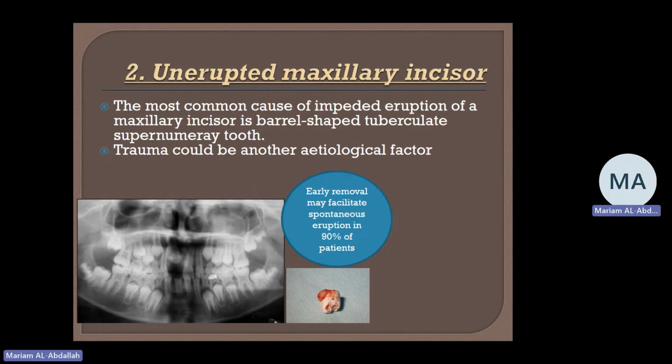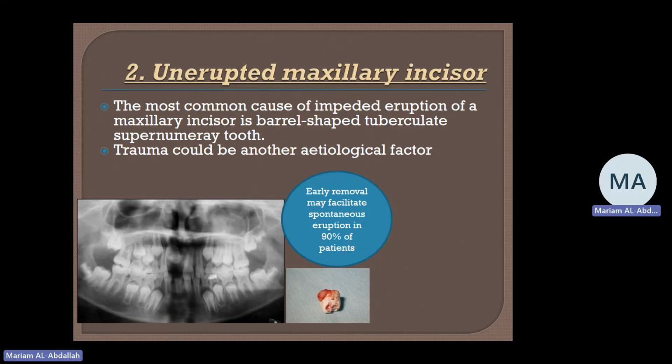Right, now we come to the unerupted maxillary incisors. The most common cause for impacted or delayed eruption of the central incisor is, as we said, the supernumerary, in specific the barrel-shaped tuberculate. Okay, so if you diagnose the case early and you see that the problem is due to such a supernumerary, then its removal will allow about 90% of the cases to have normal eruption of the central incisor.